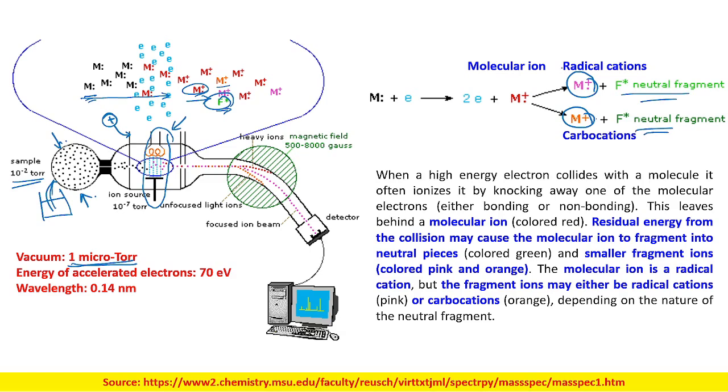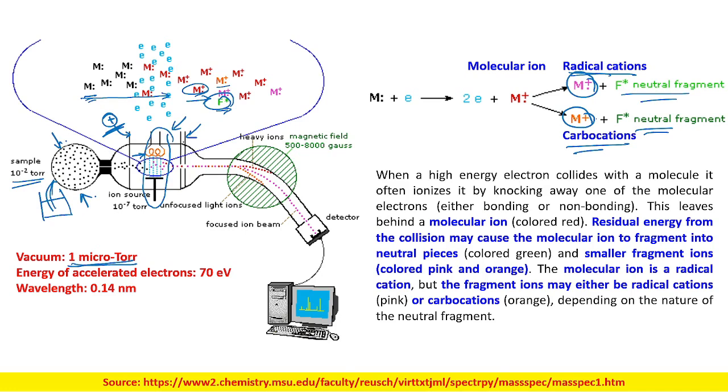Now once it has become either the carbocation or the radical cation, this positively charged electrode comes into play and it pushes or repels these cations towards the negatively charged electrodes, where we have a set of negatively charged electrodes.